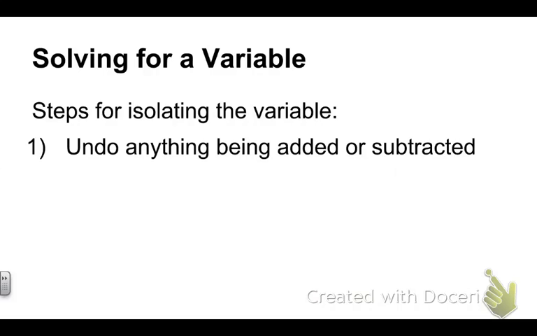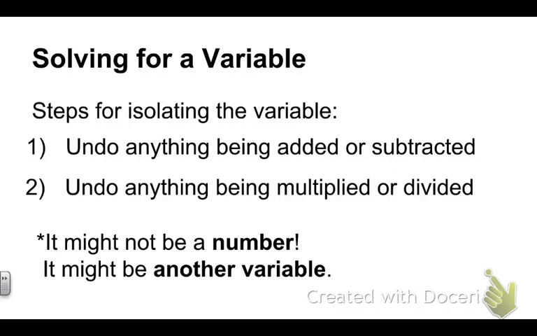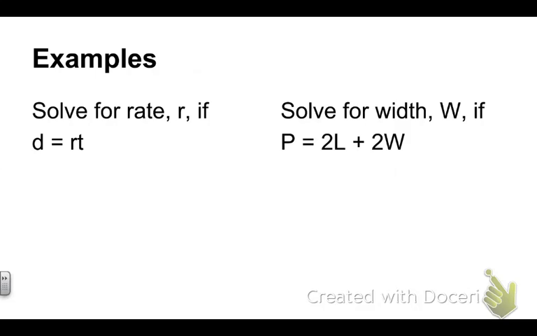Very first thing you need to do is undo anything being added or subtracted to the variable you want to solve for. And then the second step, undo anything being multiplied or divided to the variable you want to solve for. Here's the kicker. It might not be a number that you're adding or subtracting. It might be another variable, right? So you've got to treat it exactly the same, but just know that it might not be a number that you're undoing.